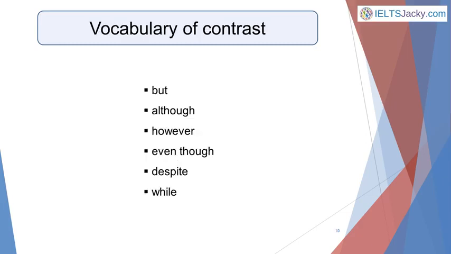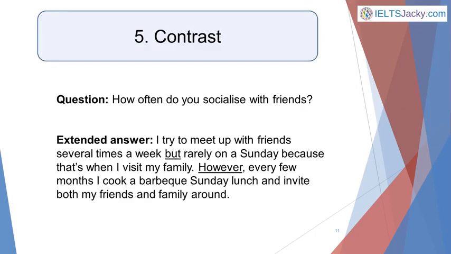Connectives that express contrast are equally useful for extending answers. For example, but, although, however, even though, despite, and while. Connectives are easy to use to join 2 sentences, and many can also be used to start a sentence.